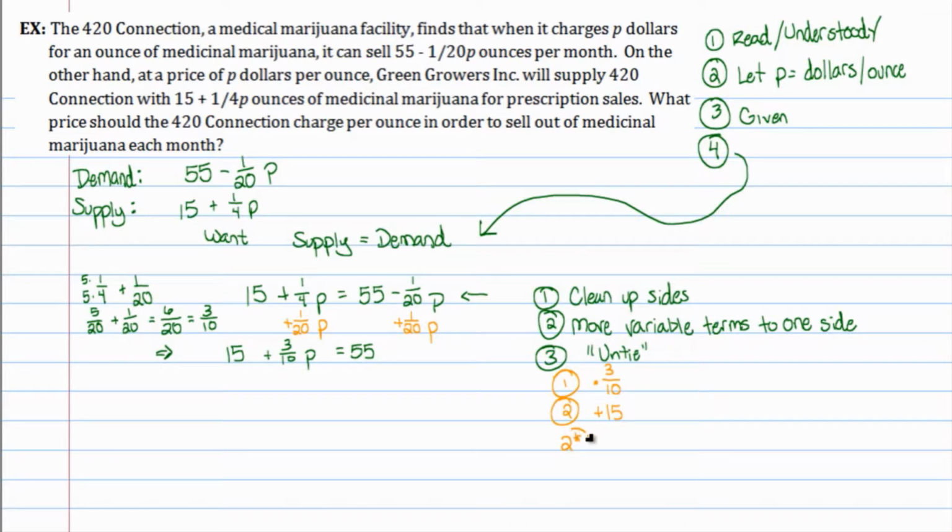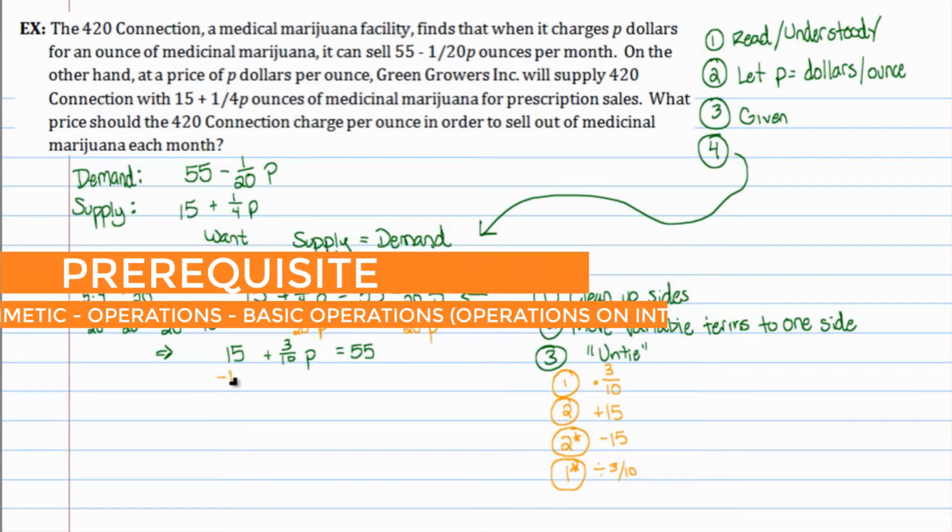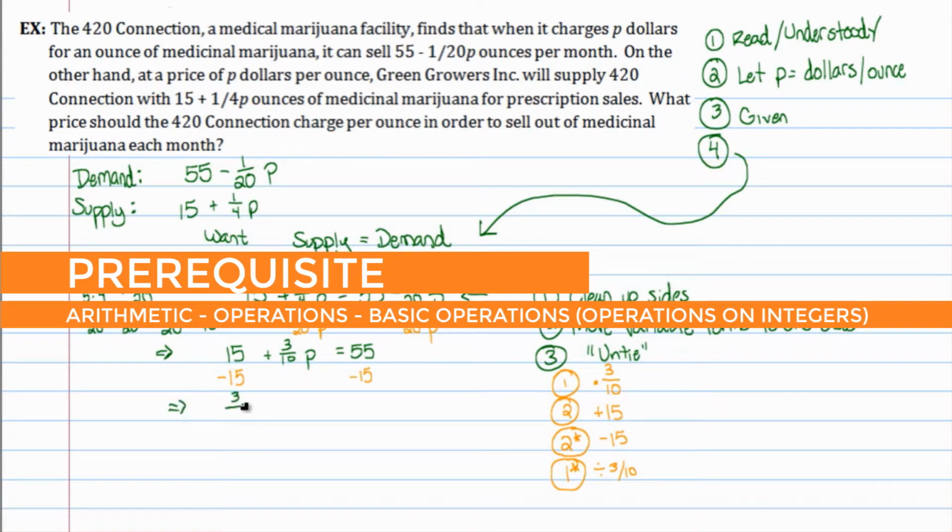But we can untie those, and whenever you untie a knot, you start with the last thing that got tied. Last thing that got tied was that positive 15. Untie that, it's a negative 15. And then the step prior to that was a multiplying by 3/10, so we're going to divide both sides by 3/10. We'll subtract 15 from both sides first, and that will give us 3/10 p is equal to 40.